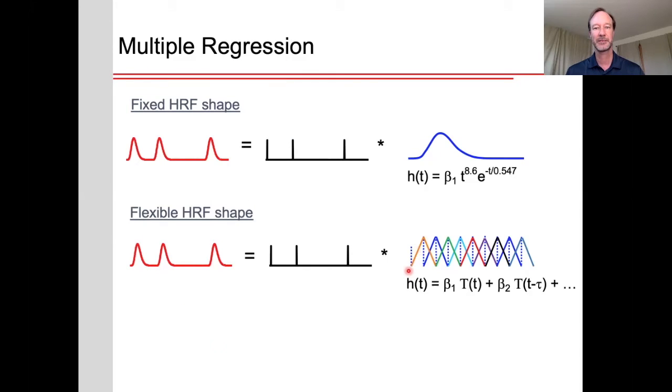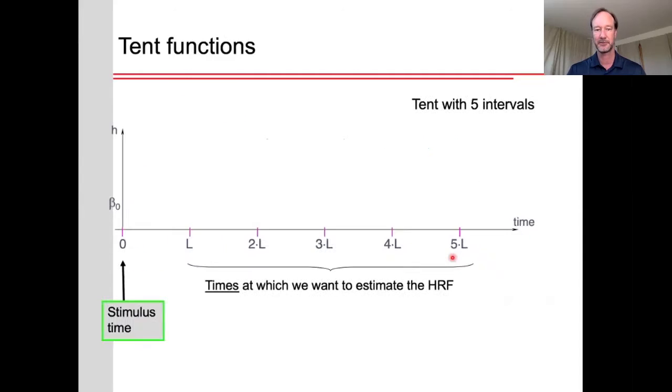The way we can do this is by varying how we model the hemodynamic response. In the first row is what we should see with a fixed hemodynamic response function shape. We simply have a single function that we convolve with this timing in order to model our response. Instead, we can model this as a sum of different functions, in this case, these tent functions. So let me show you how this works.